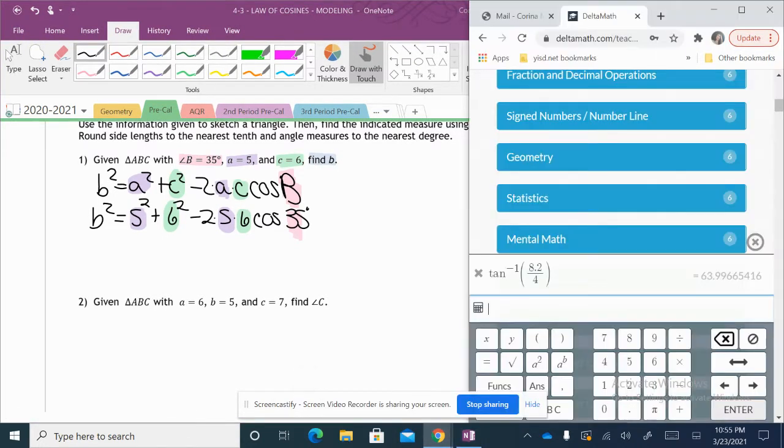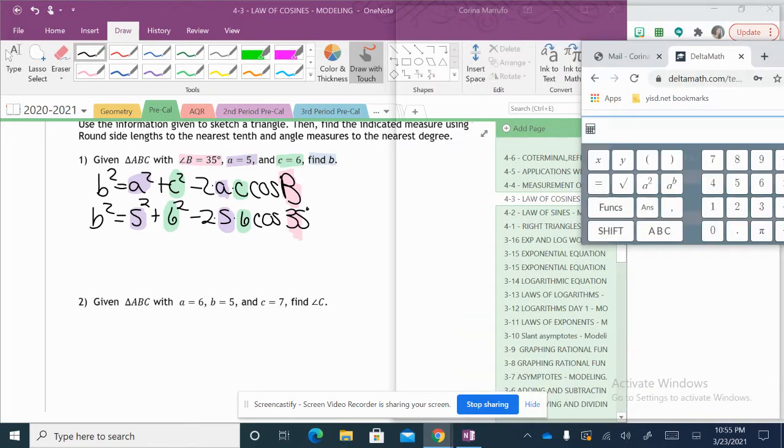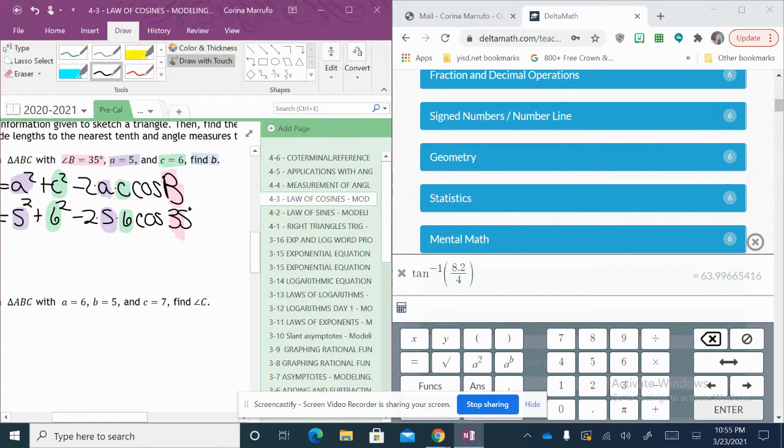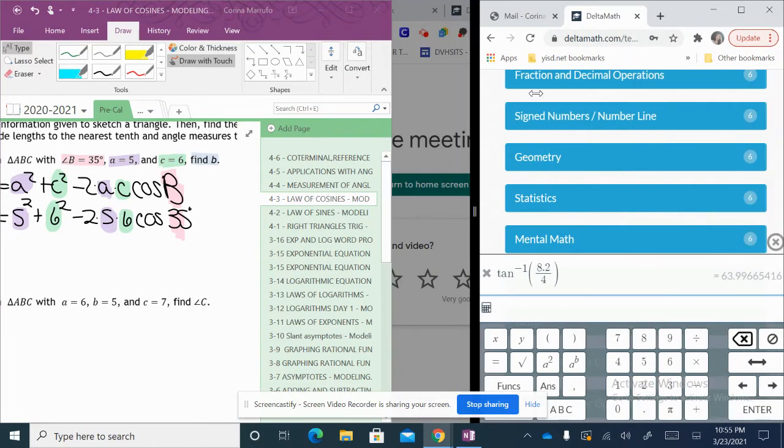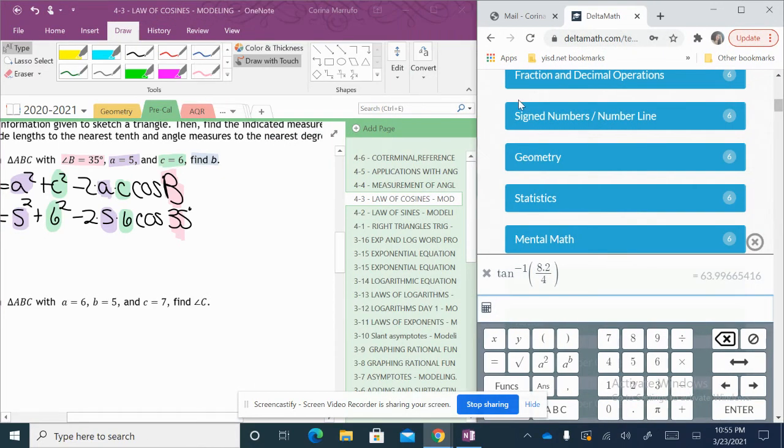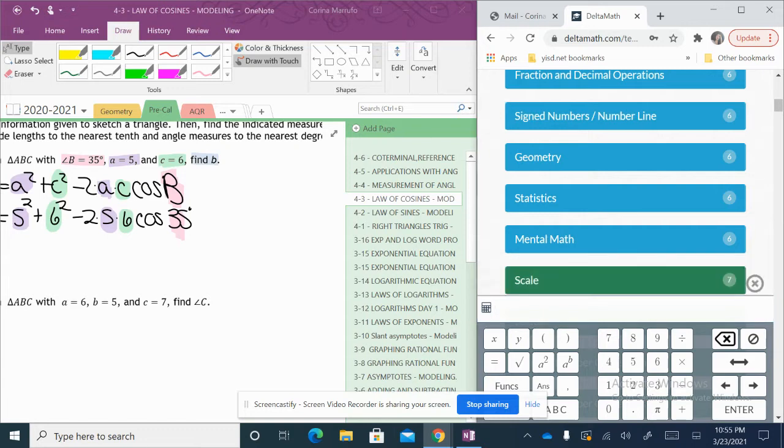Let me go ahead and make this a little bit smaller, and then we bring out a calculator. This calculator I got on Delta Math. You can do the same. Let me make this a little bit more even, just so I have more space to write. Okay, so I'm going to put this in my calculator. I have 5 squared plus 6 squared. I want you guys to see the way I put it in the calculator, that way you guys are putting it in correctly. So 2 times 5 times 6.